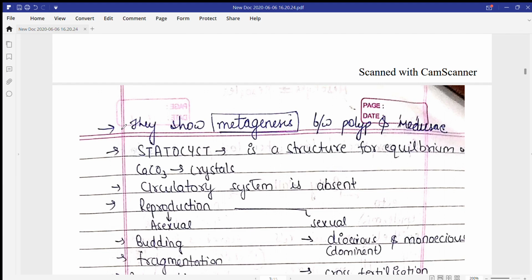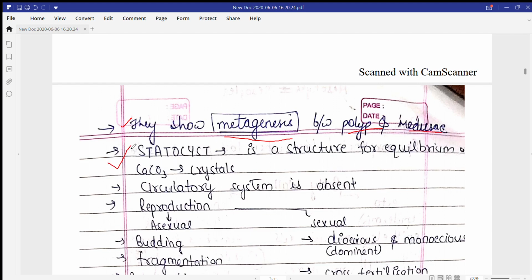Next is they show a metagenesis. Metagenesis is also called alternation of generation, and this is a very specialized function that cnidarians show. This metagenesis is basically an alternation between the sexual phase and the asexual phase, and it takes place between the polyp and the medusae. I'm going to explain in the later slides.